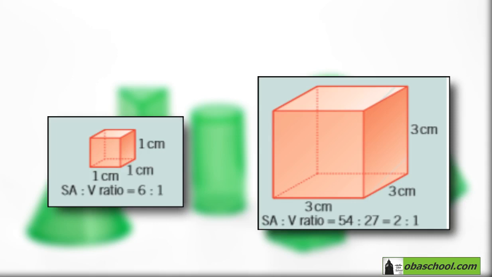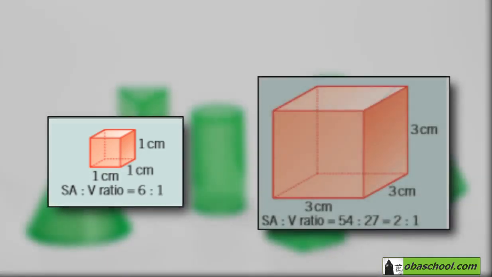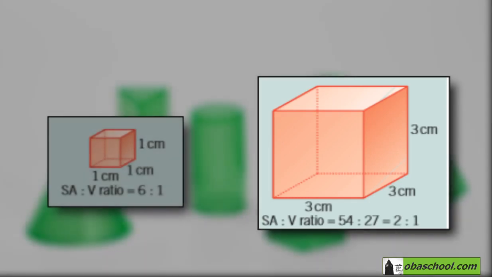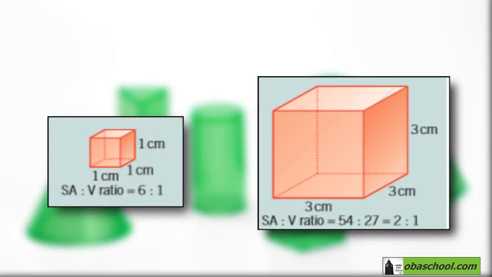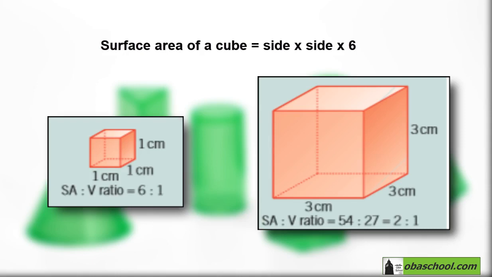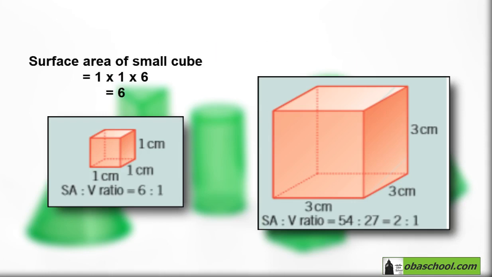Look at these two cubes, for example. We have the small cube on the left with a side of 1 centimeter and the big cube on the right with a side of 3 centimeters. What's the surface area of the small cube? The surface area is the side squared times 6, the area of every face of the cube times 6 because we have 6 faces. Side squared is 1 times 1, which is 1, times 6, this makes it 6. So the surface area of the small cube is 6.